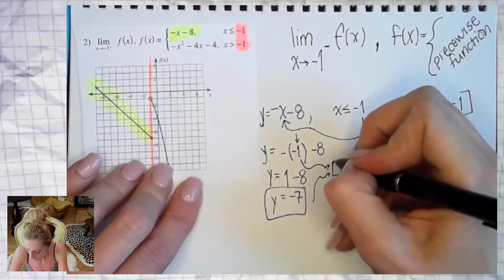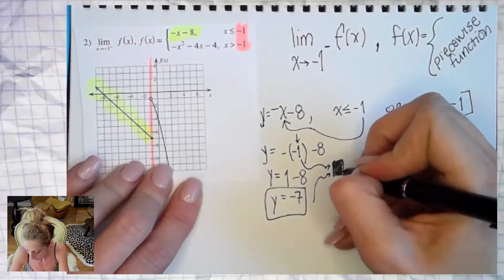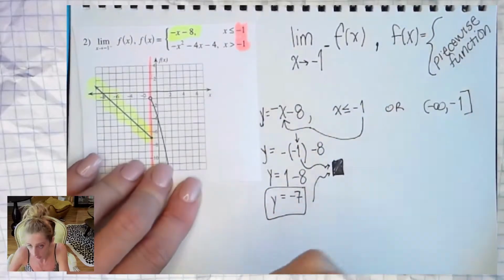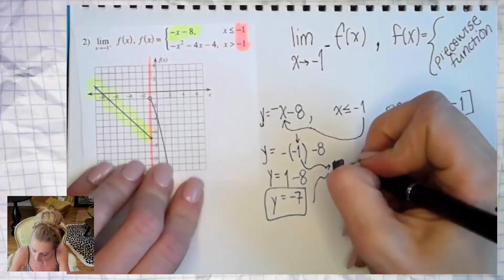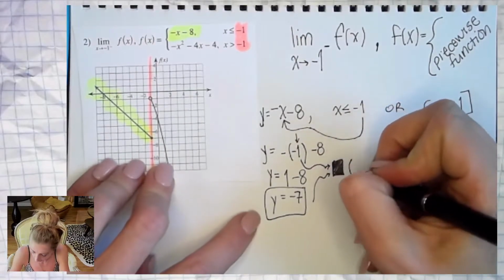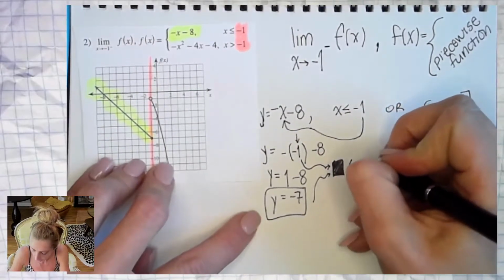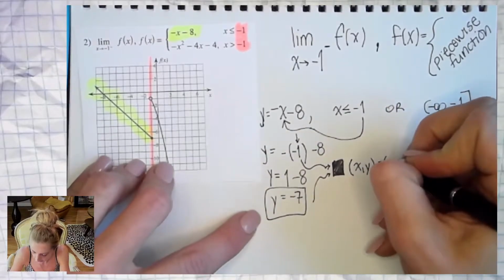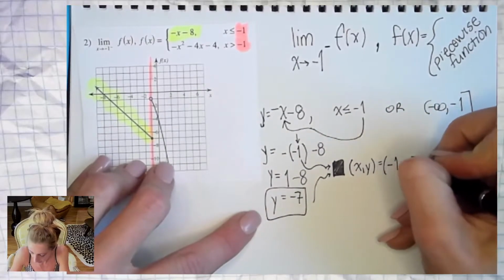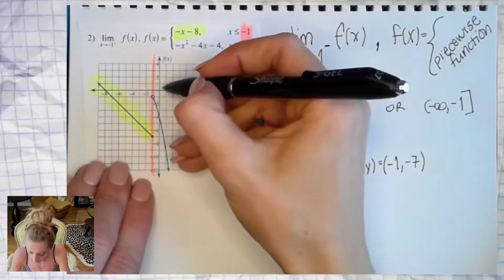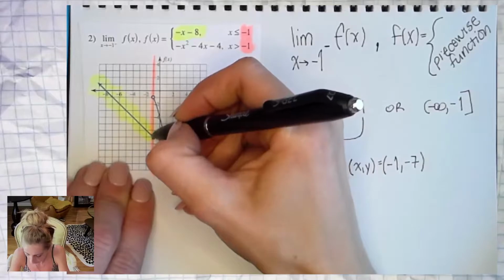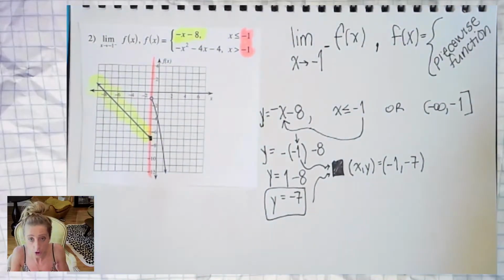I'm going to draw it colored in square, because everywhere I have a closed point, I'm going to draw a closed square to remember that it goes with the square bracket. And that will be at the point, ordered pair x comma y, which is, in this case, -1 comma -7. All right? So -1, -7, go left 1 and down 7. That's this point right here. Okay? That's a good point to know.